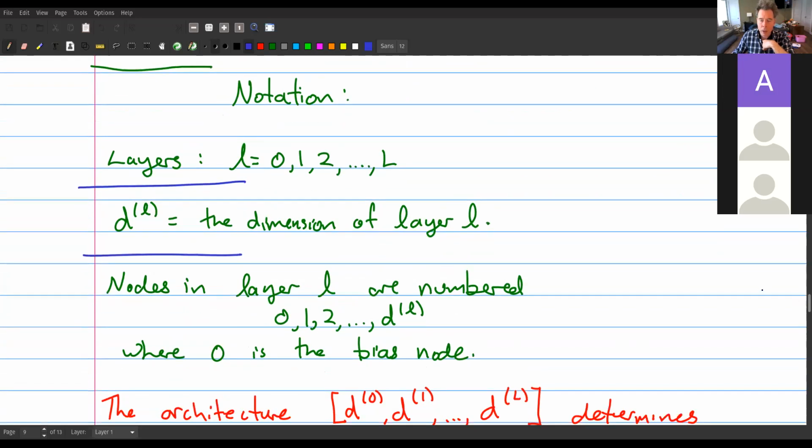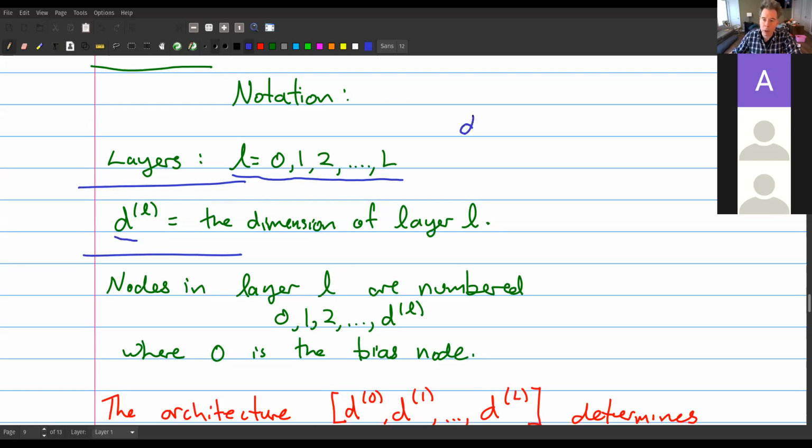You might want to copy all this stuff down yourself and practice with it a little bit if you really want to understand the algorithms. So little l is going to be the layers, and so it'll go from the 0th layer, which is the input, out to L, which is the output layer. And D_l is the dimension of layer l.